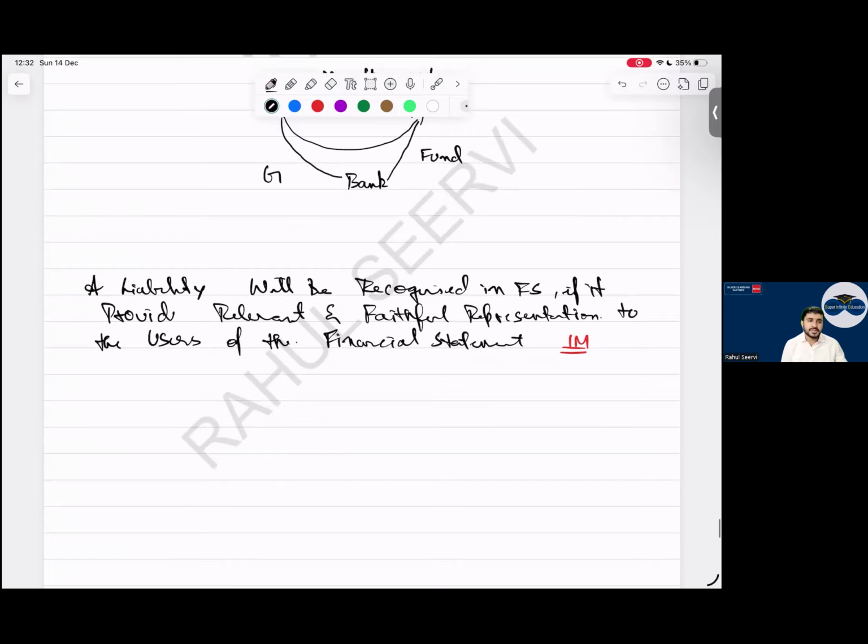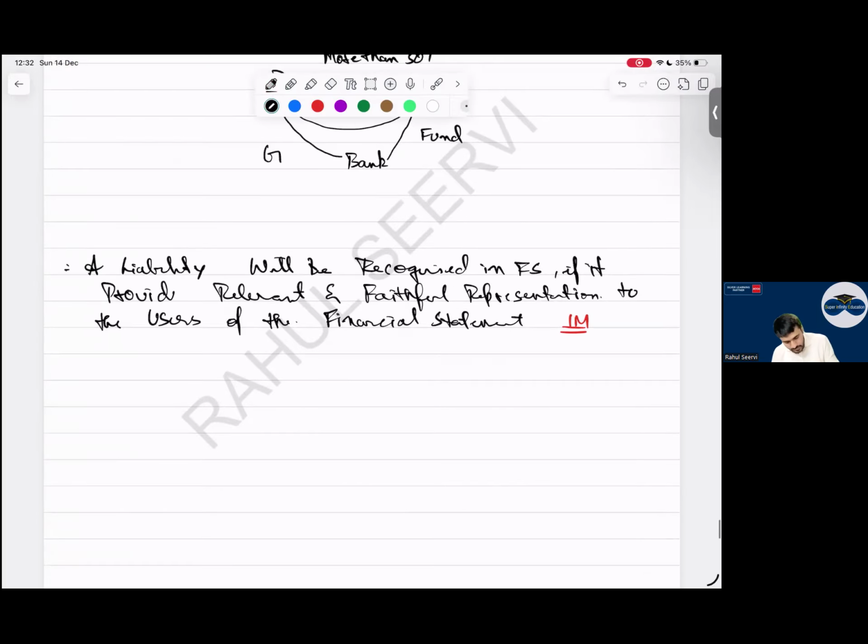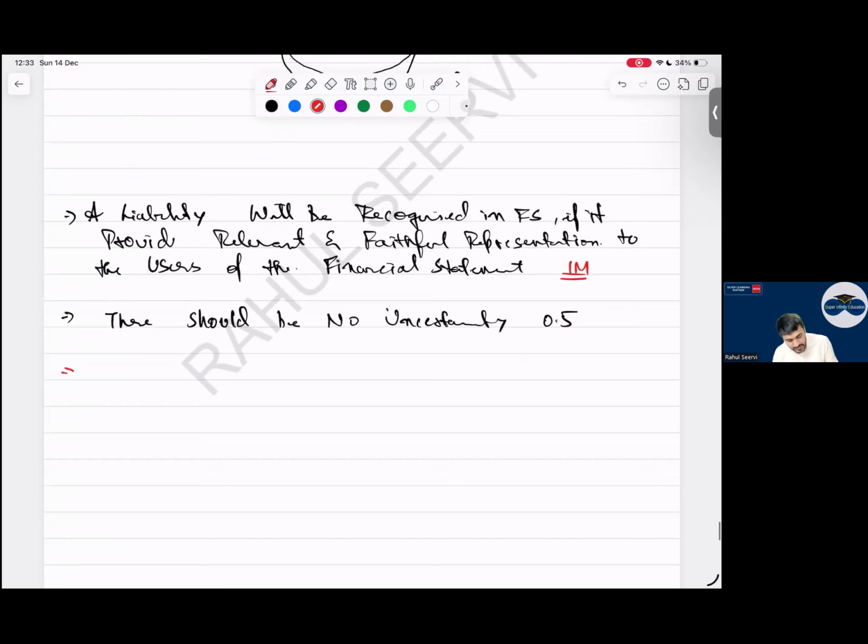After that, what do we say, sir? Can I say there should be no uncertainty? This you either get 0.5 marks, etc. Even if you have not written, no issues. Then we have to write down the definition of liability.